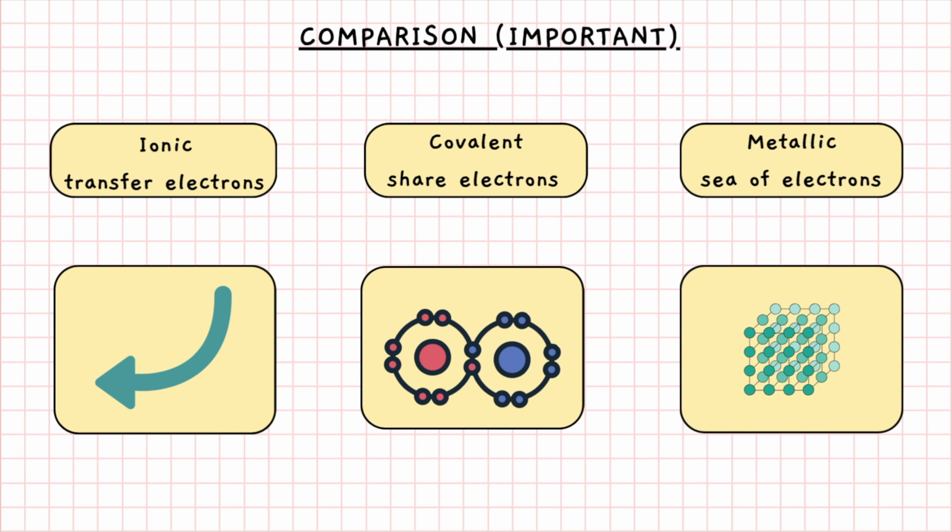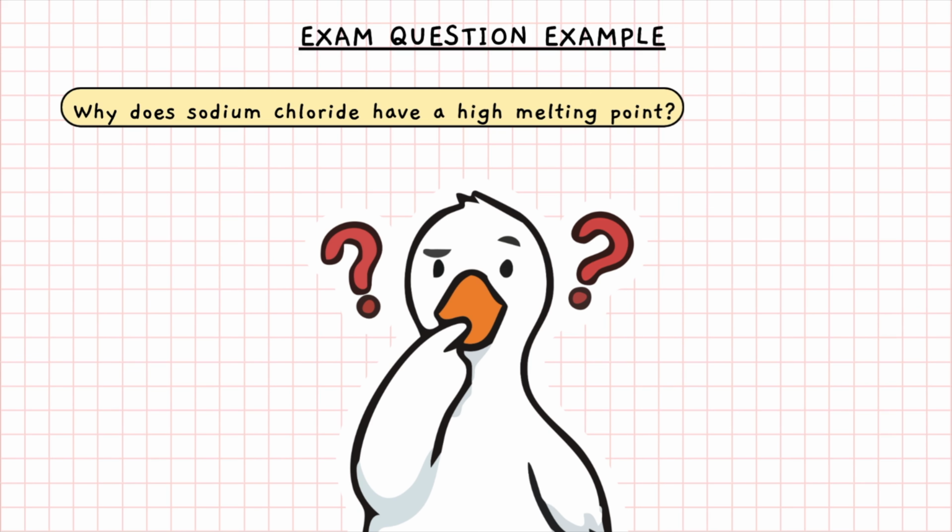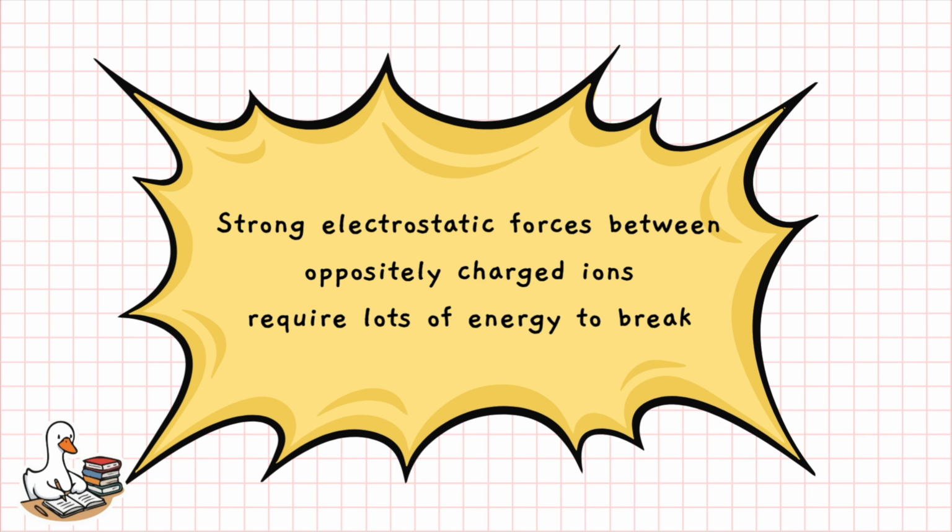Let's summarize. Ionic bonding transfers electrons, covalent bonding shares electrons, metallic bonding has a sea of electrons. If you remember this, you're already ahead of most students. Here's a classic exam question. Why does sodium chloride have a high melting point? This is because there are strong electrostatic forces between oppositely charged ions, and a lot of energy is needed to break them.